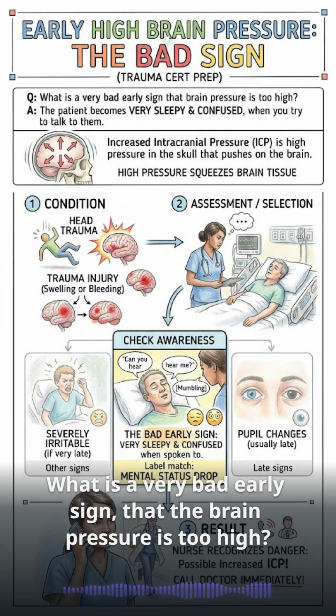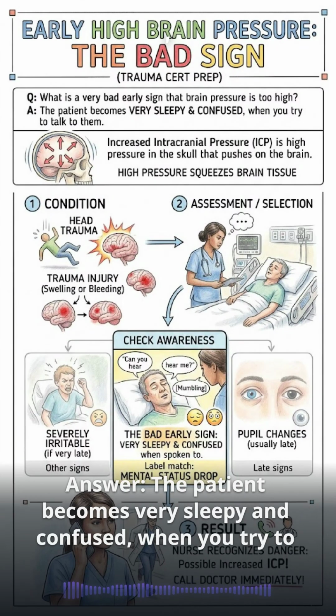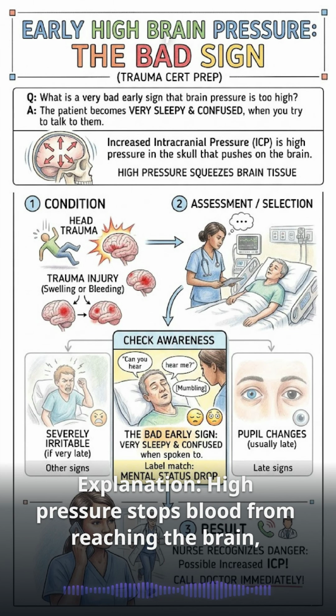20. What is a very bad early sign that the brain pressure is too high? The patient becomes very sleepy and confused when you try to talk to them. High pressure stops blood from reaching the brain, making the patient tired and confused fast.